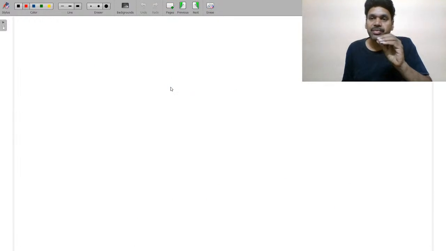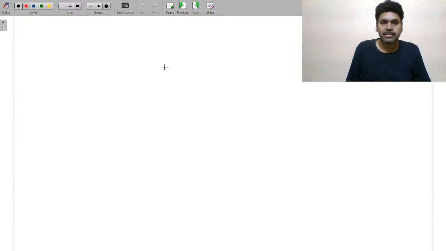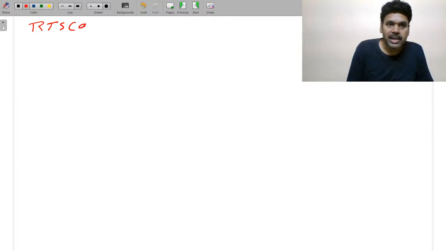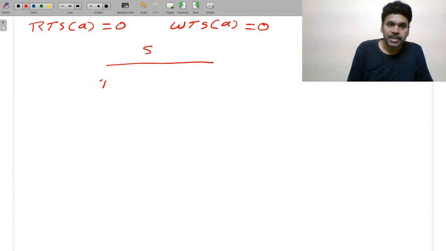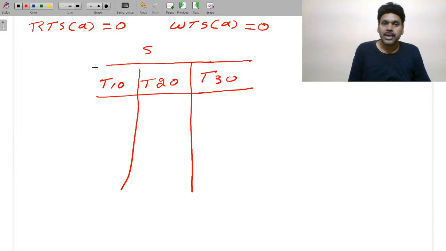Now you please be careful. I am mixing read actions as well as write actions together. So let us say RTS of A is equal to 0, WTS of A is equal to 0. Now schedule S is coming with a few transaction timestamp numbers T10, T20 and T30. All of you please observe, friends. Now T10 is coming with R of A.